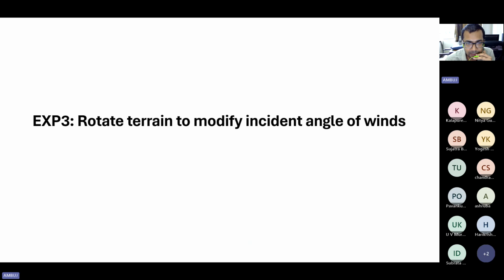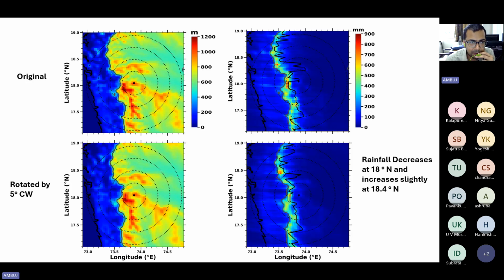Now we rotated the terrain slightly to modify the incident angle of winds, and this is just one sample case. This is the original terrain, and in this case, we have rotated the terrain by 5 degrees clockwise, very slightly. In the original case, the rainfall maxima is located along 18 degree north at this location.